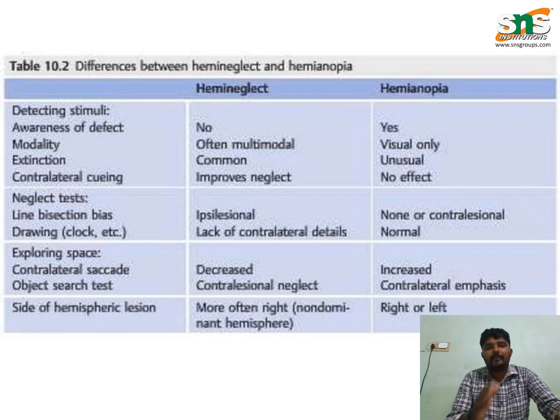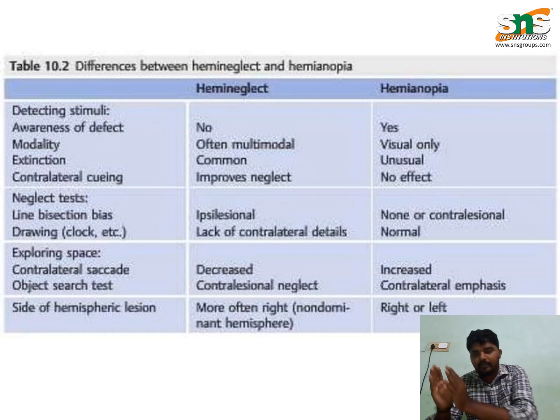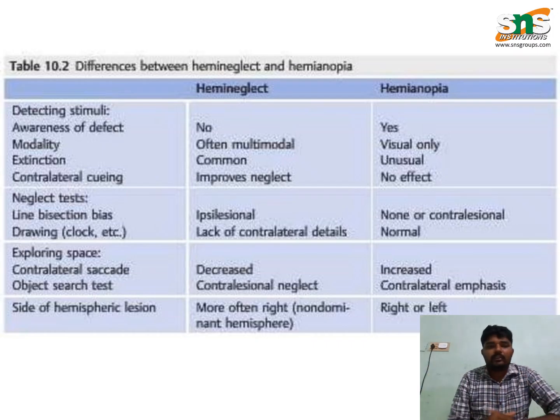Then the difference between hemi-neglect and hemianopia. In neglect, detecting the stimuli, awareness of the deficit, modality extension and contralateral cueing are involved, and often multimodal cues improve neglect. Hemianopia is visual only, with unusual or no effect. Then neglect tests include line bisection bias, drawing, etc. Hemi-neglect is an ipsilateral lack of contralateral details.